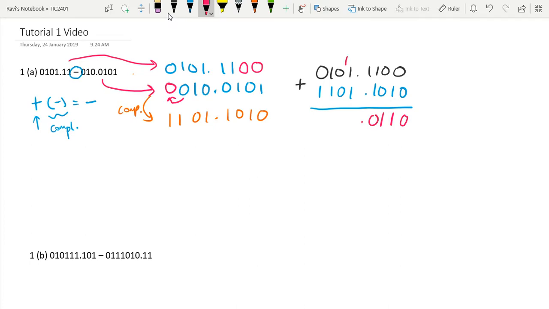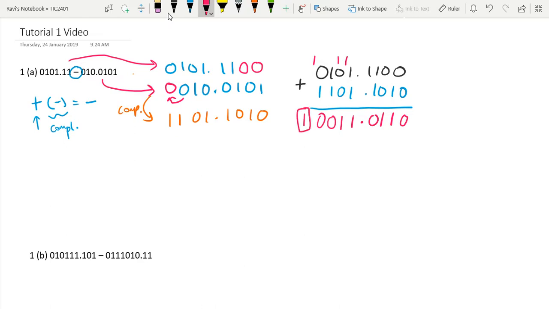Let me put the decimal point here. The 1 plus 1 plus 1 is 1, carry 1. 1 plus 0 is 1. 1 plus 1 is 0, carry 1. And 1 plus 1 is 0. And then there is one more, carry 1 here.